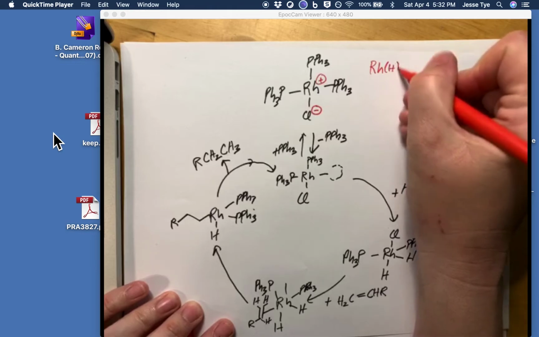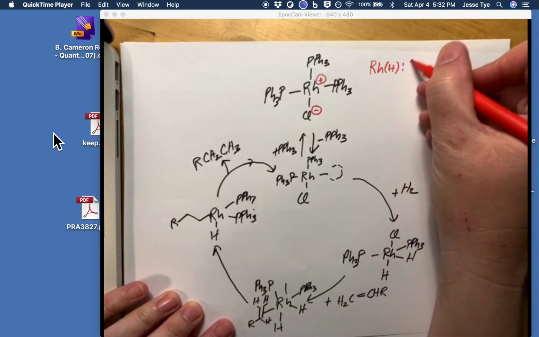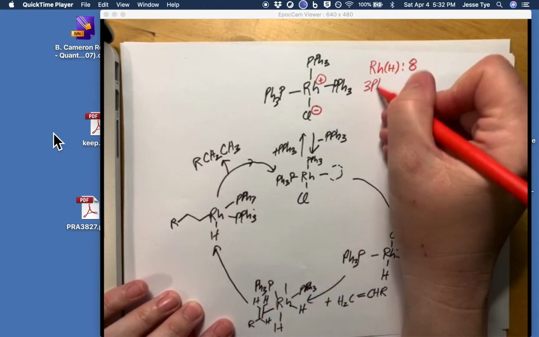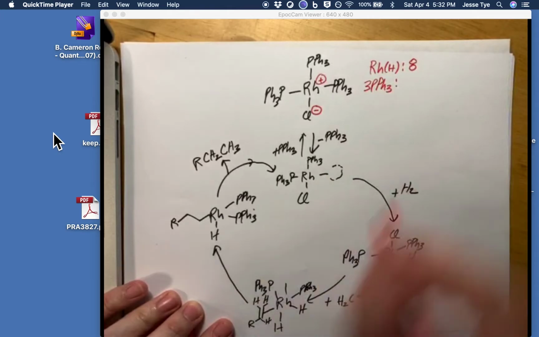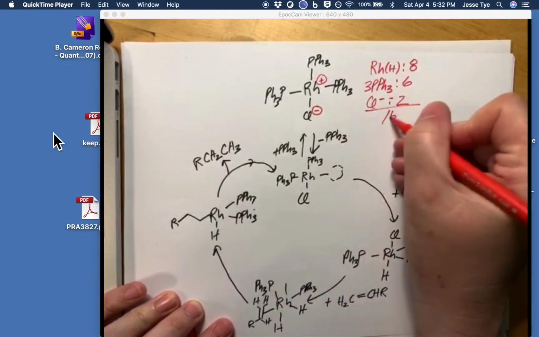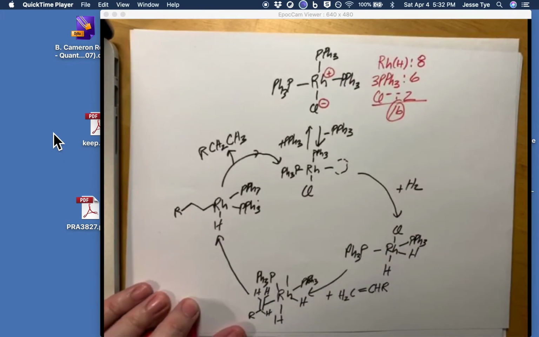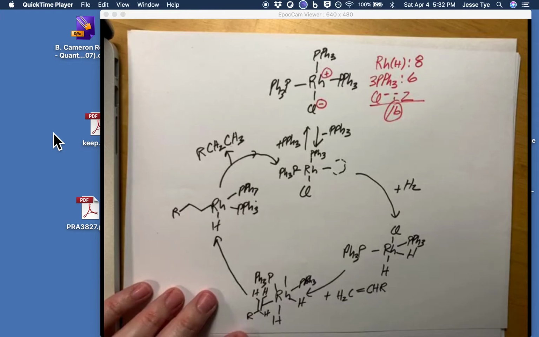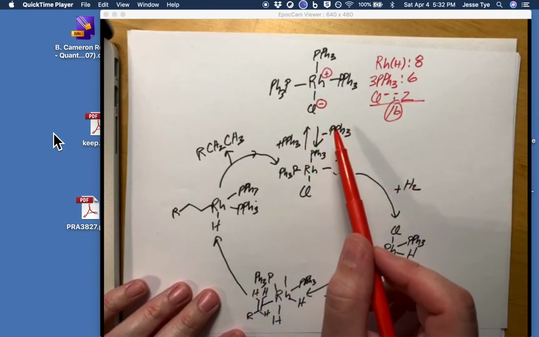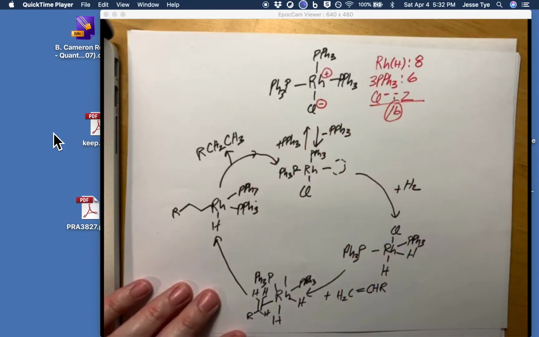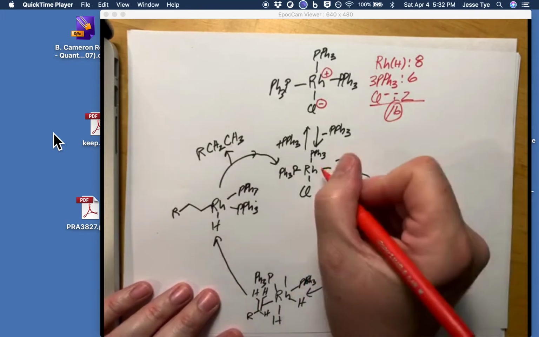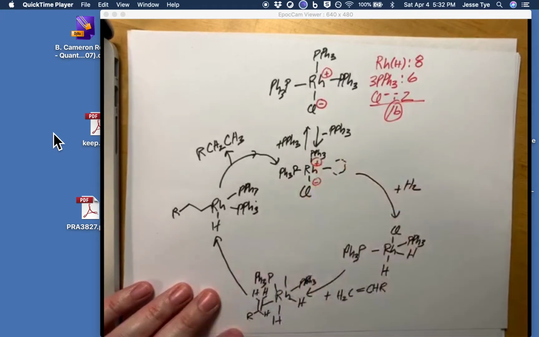So rhodium plus 1 is a d8 metal. Three triphenylphosphines give me 6 electrons, and a chloride gives me 2. So this is a 16 electron complex, a standard 16 electron square planar complex. From actual experimental work, they found that for this reaction to happen, you need to lose one of the phosphines. But that's the only thing that's changed here. You still have your chloride, it's still rhodium 1.